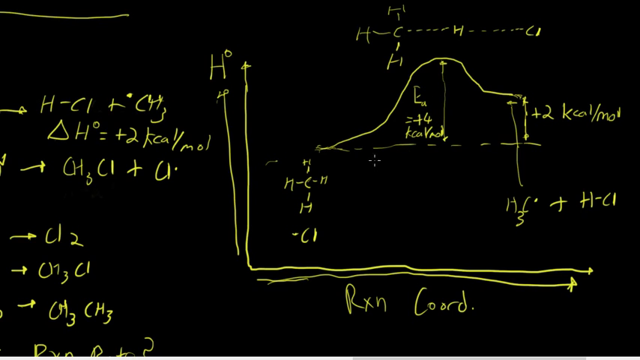And the energy difference between the reactants and the transition state here is 4 kilocalories per mole, and that's called the activation energy. It's denoted E sub A. This is the activation energy. Hopefully you can read that.